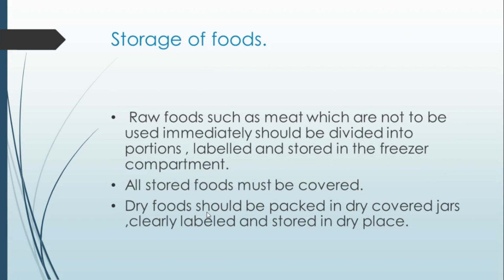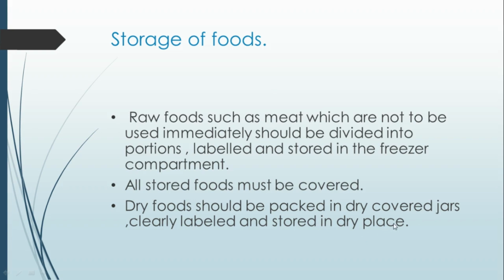Now, how do we store this food? Raw food, such as meat, which is not to be used immediately, should be divided into portions. It should be labeled and stored in a freezer. All foods must be covered, and dry food should be packed in dry, covered jars. They should be clearly labeled and stored in a dry place.